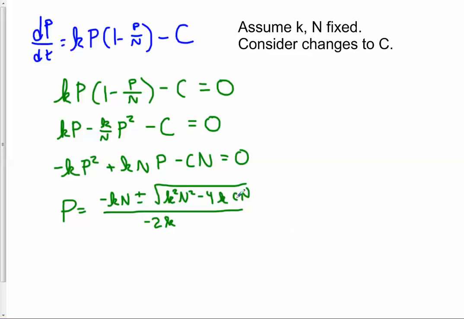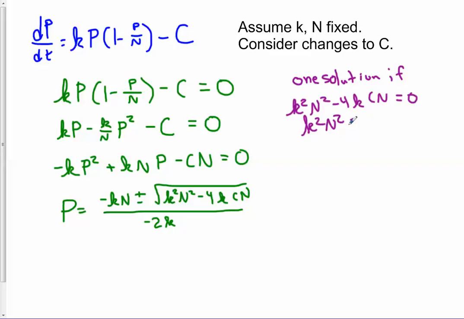What would give us one solution? Well, we would get one solution if the thing under the square root came out to be exactly 0, right? Because then it would be plus or minus 0, which doesn't make a difference. So we would just get one answer. So we would get one solution if k²n² minus 4kcn were equal to 0. All right, so k²n² equals 4kcn.